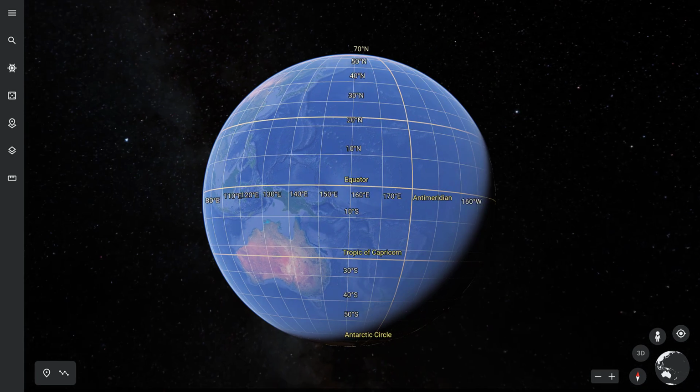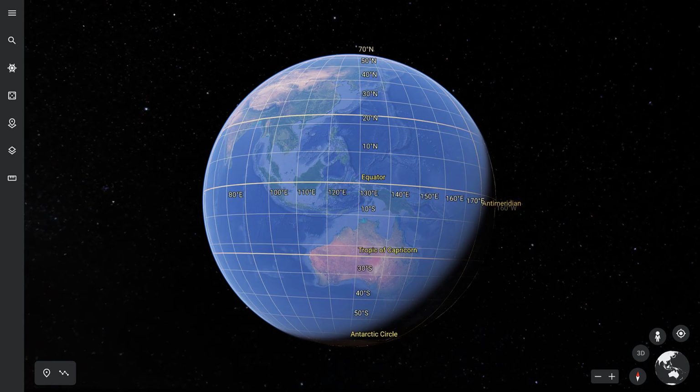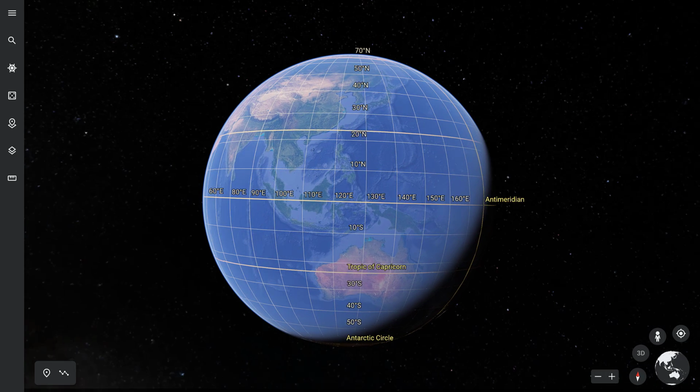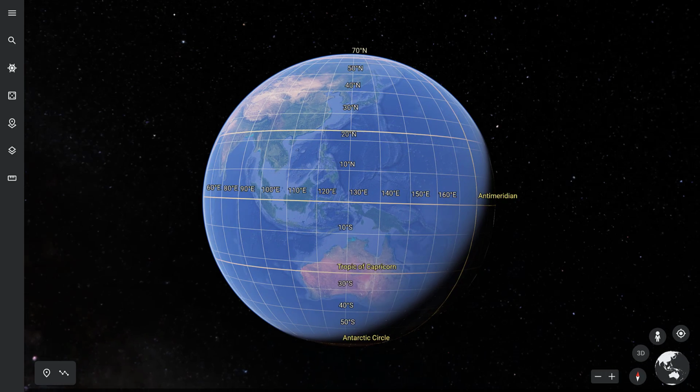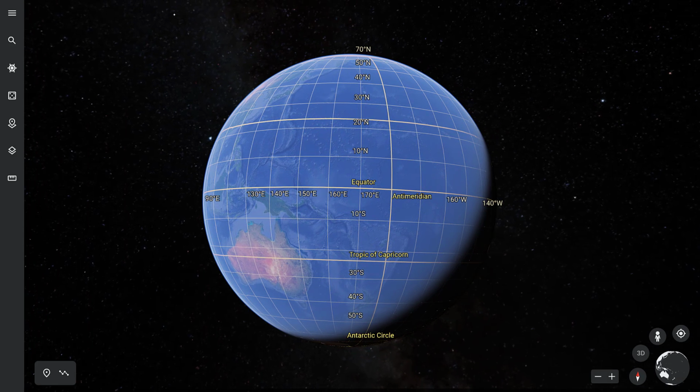So the Earth, you can see I've got Google Earth set up with the lines of longitude and latitude, which is what we want to look at in this video. We want to come to understand how they work and how we use that grid system. We're essentially putting a grid system on a non-flat surface, so that's a bit problematic. So we need to understand how that works.